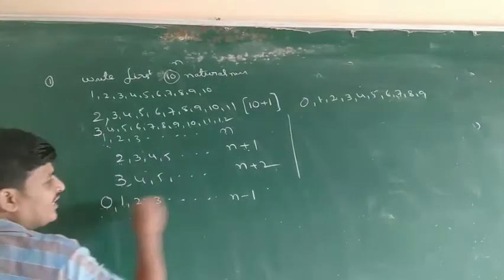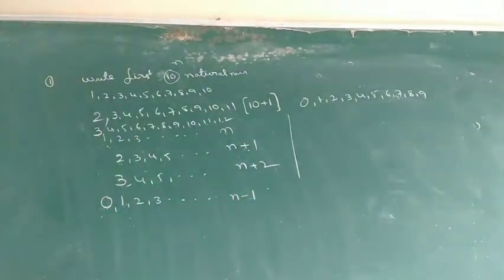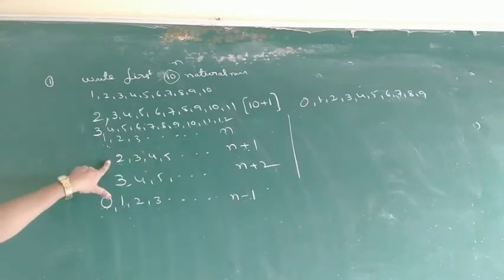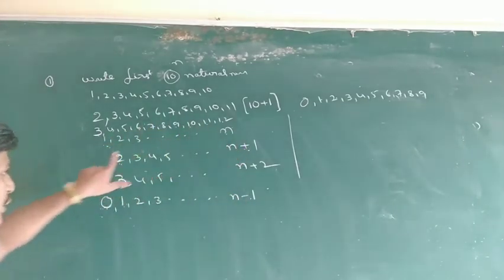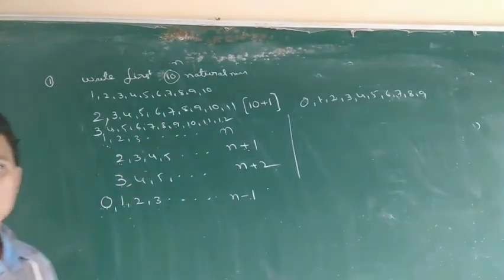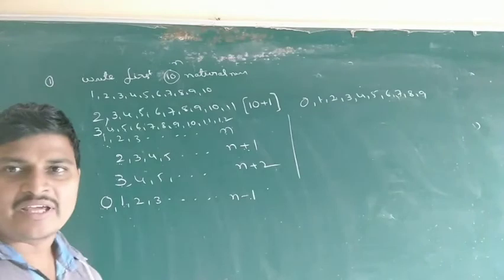Starting with 0, the ending is n minus 1. One extra at the start, last one is minus 1. Here one missing, last one is plus 1. Here two numbers are missing, the last is plus 2. Understand? Are you clear? Okay.